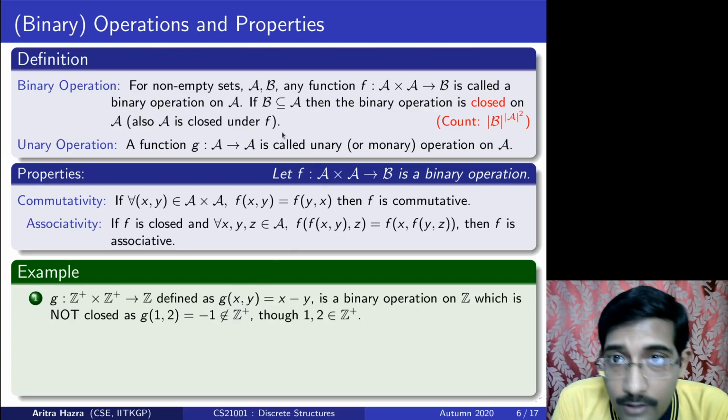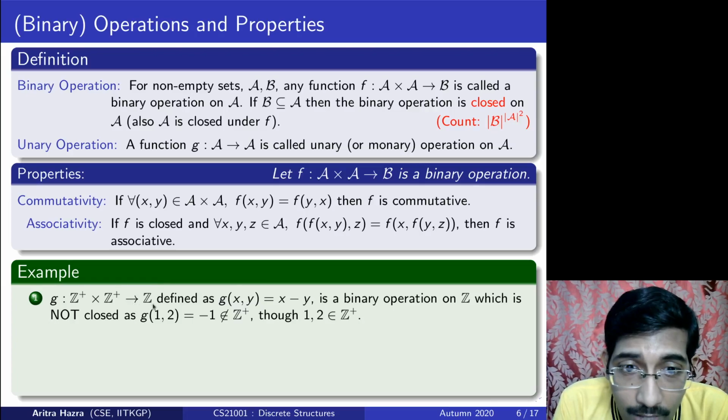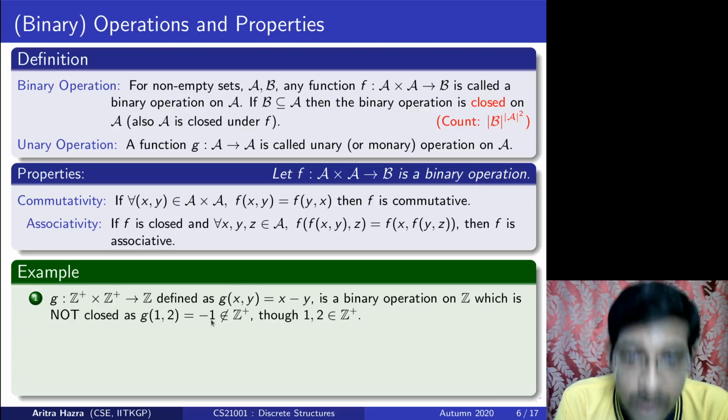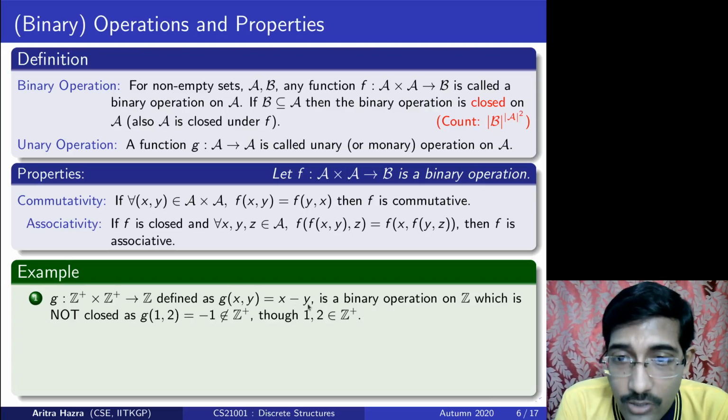However, to have closure, I need B to be a subset of A. That means wherever I go, I need this answer to be a subset of Z plus, which is not the case here. That's why this is not a closed binary operation.